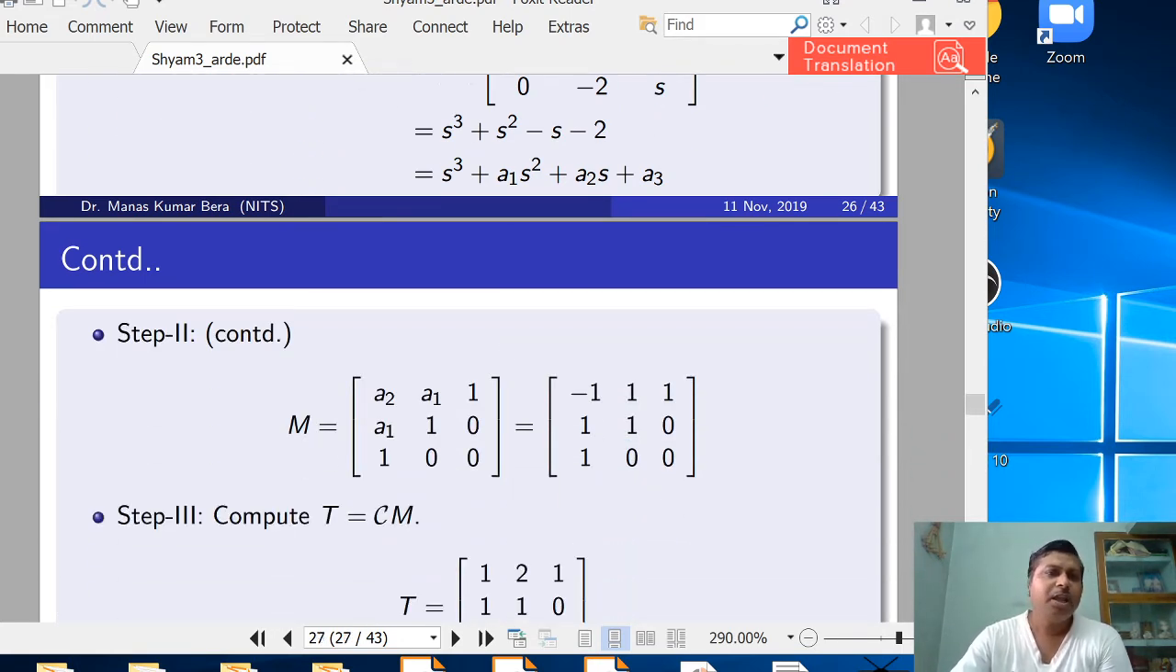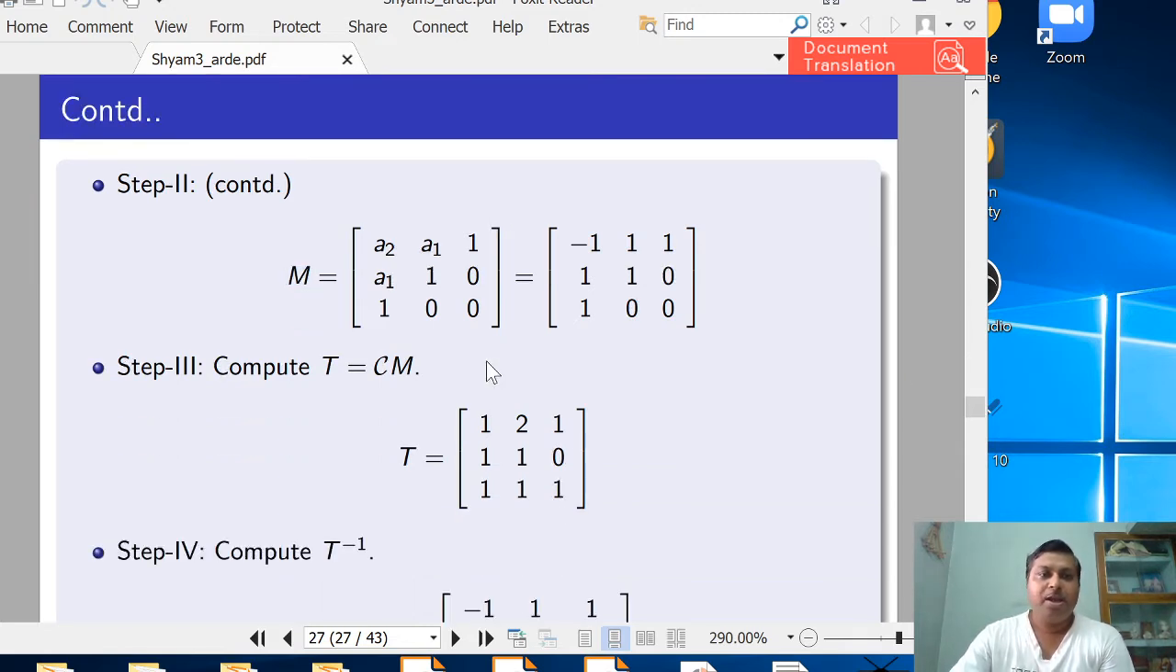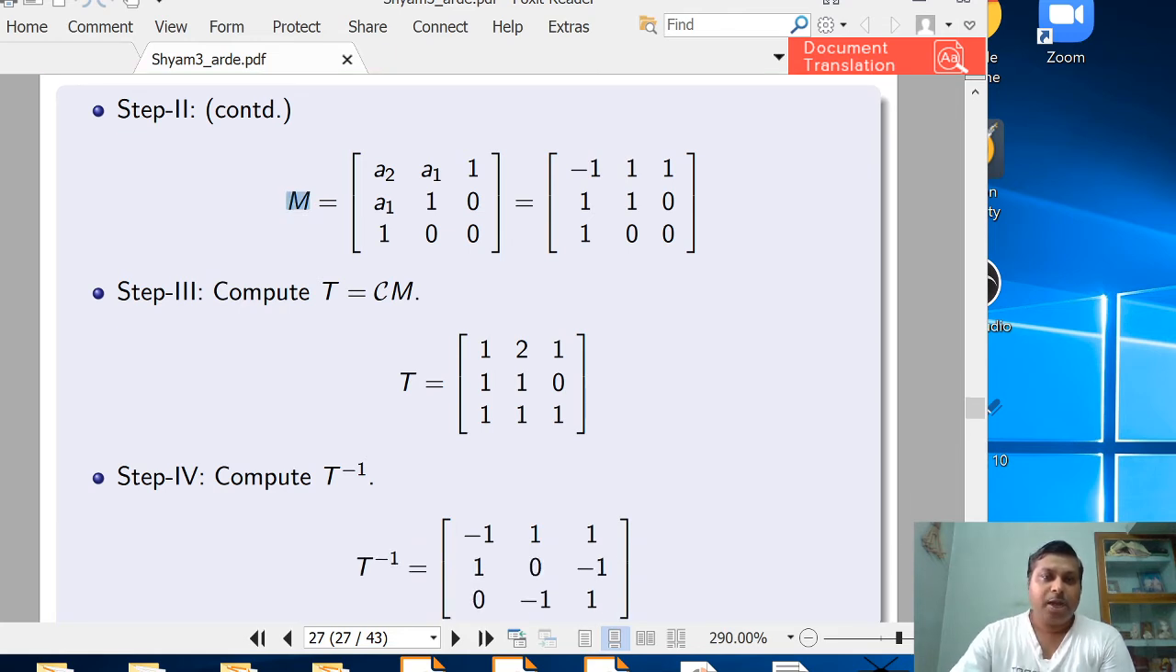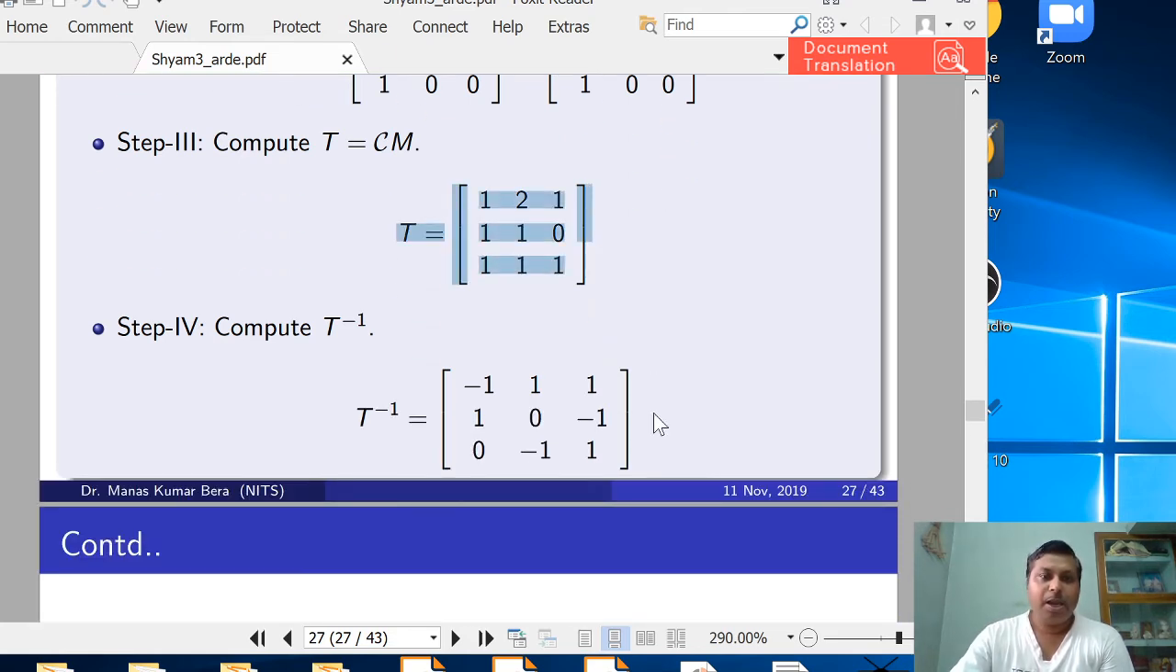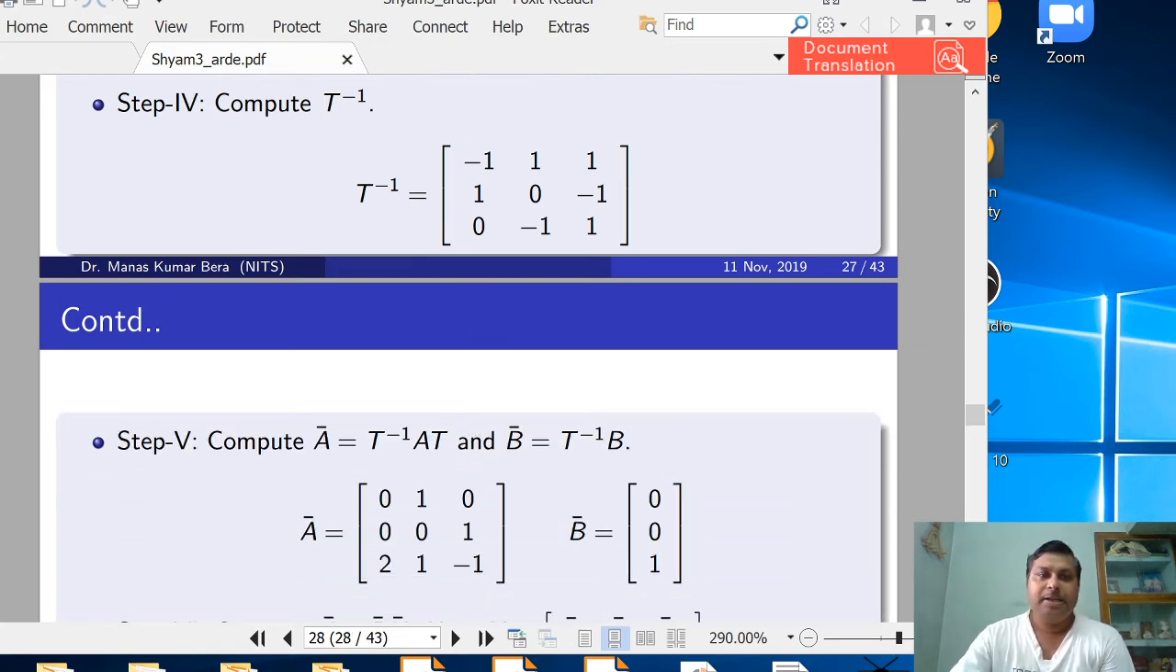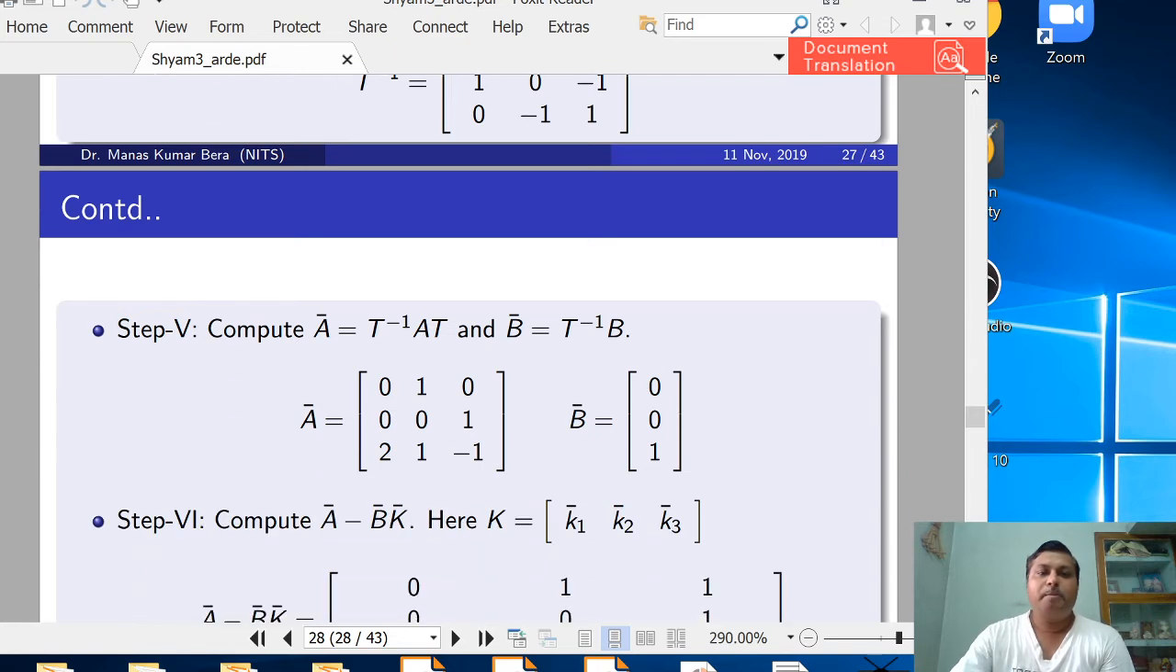So step 2 is to build the M matrix. The M matrix for this 3x3 system will be [a2 a1 1; a1 1 0; 1 0 0]. Accordingly we fill in a2 and a1 from the characteristic equation. Now we compute the transformation matrix, which is the multiplication of the controllability matrix and this M matrix. Accordingly we build the T matrix. Now we can compute T inverse.